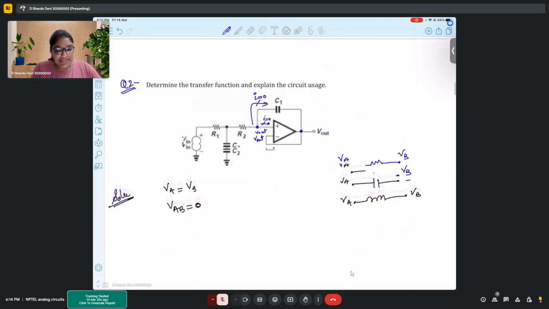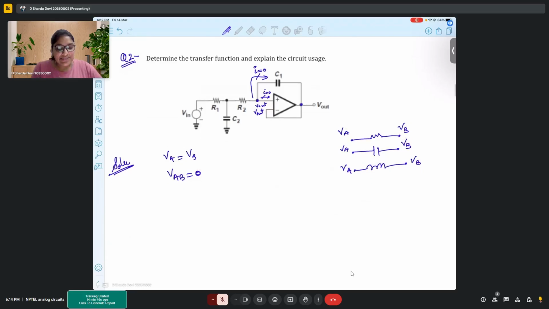Now coming to the second problem. In the second problem, the question was to determine the transfer function for the circuit given below. Okay, so here I was explaining, let me come from the beginning. See, in this particular circuit, we have V out, and this V out is connected to the inverting terminal, right?